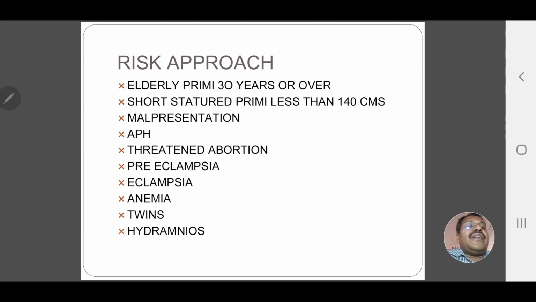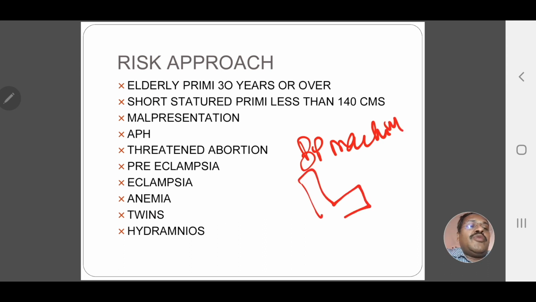Okay, what is the next picture? Just remember a BP machine, the sphygmomanometer. If you remember the sphygmomanometer, you can very well say about preeclampsia, eclampsia are risk factors for pregnancy. So remember the BP machine.